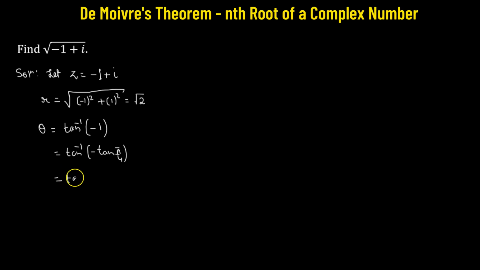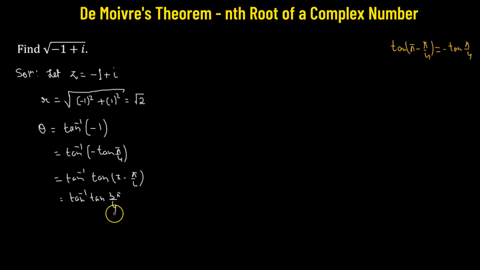Now negative tangent of pi over 4 can also be expressed as tangent of pi minus pi over 4. So let me write it down. Here we're using the fact that tangent of pi minus pi over 4 is simply equal to negative tangent of pi over 4, which means we have tangent inverse of tangent of 3 pi over 4, which gives us 3 pi over 4. So we have obtained the argument of the complex number as well.